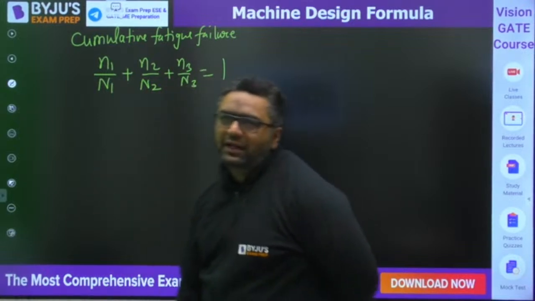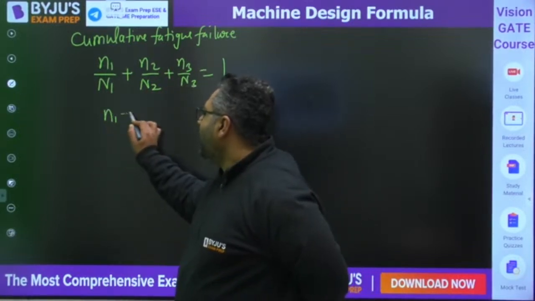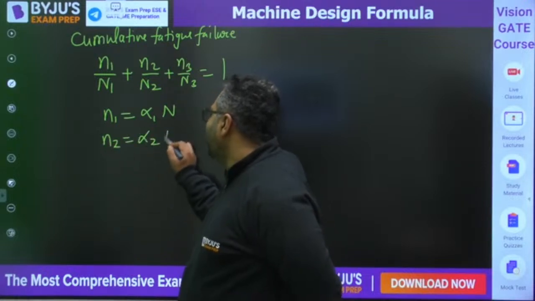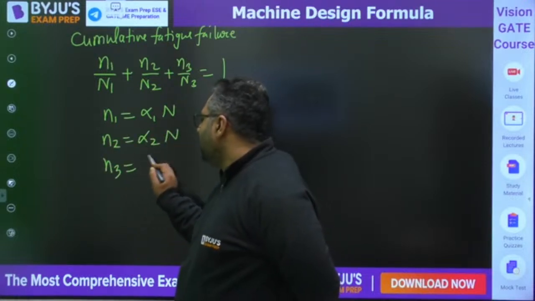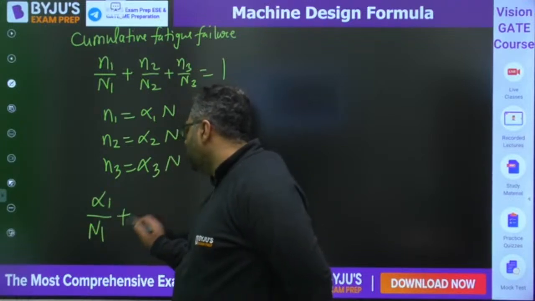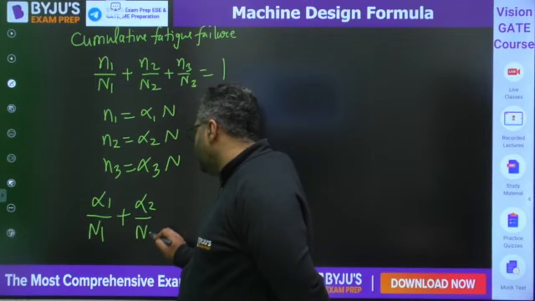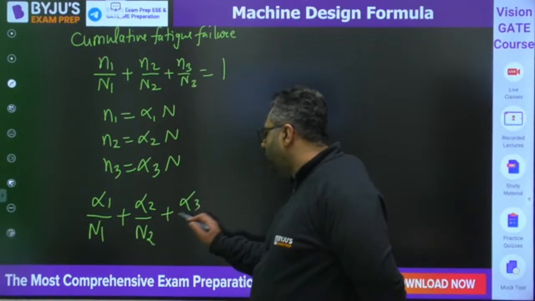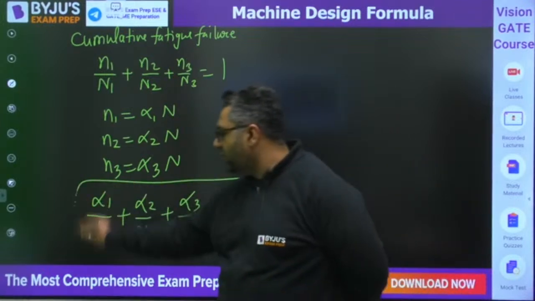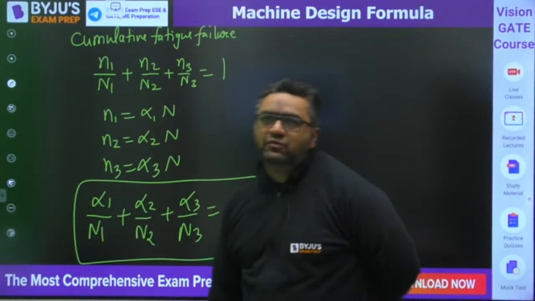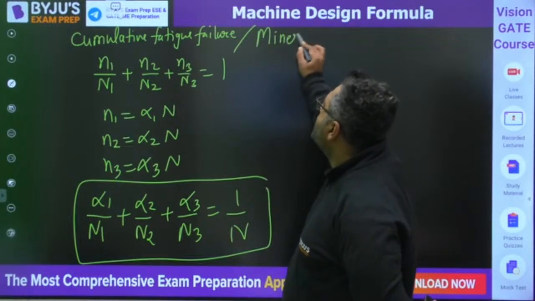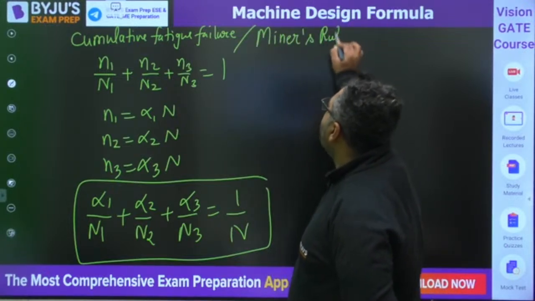Then if we know the real life, n1 is alpha 1 N, n2 is alpha 2 N, n3 is alpha 3 N. If we write with this, you can also write the equation alpha 1 by N1 plus alpha 2 by N2 plus alpha 3 by N3 is equal to 1 by N, where alpha 1, alpha 2 and alpha 3 are the fractions of the total life. This is the second equation. I feel everybody is aware this was given by Miner. So we also write it as Miner's rule. With this, my dear, we have completed the fatigue loading.